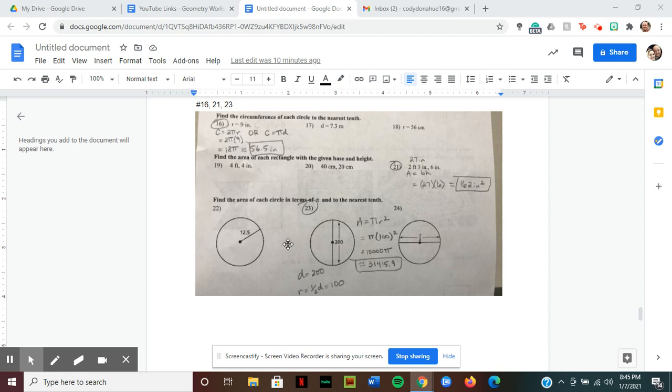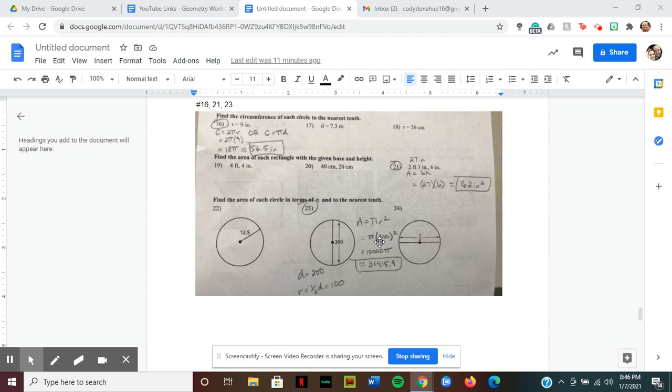Okay, lastly, number 23. Find the area of each circle in terms of pi and to the nearest tenth. With this circle, we are given a diameter of 200. The area of a circle formula is area is equal to pi times radius squared. I'm given the diameter, not the radius. But I know my radius is going to be half of my diameter. So I take half of 200 to give me 100, and I plug 100 into my formula.